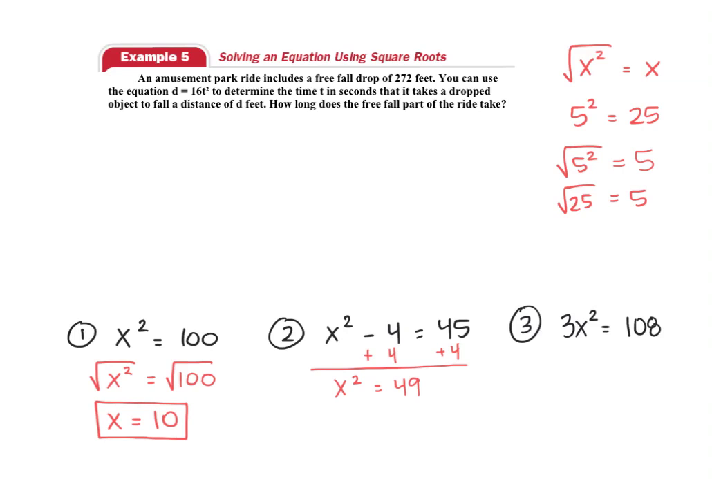And now I don't want x squared, I just want x. So to undo that square, I'm going to take the square root. Whatever I do to one side, I have to do to the other. And the square root of 49 would be 7.